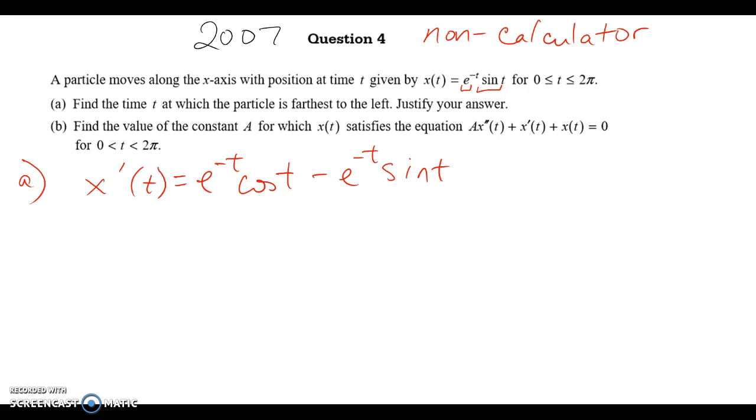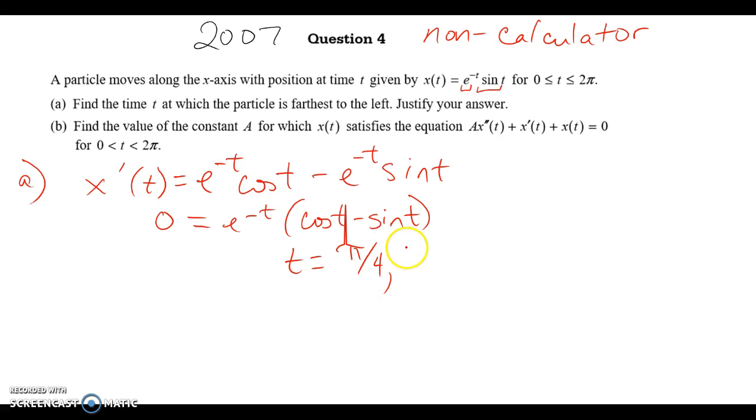Then we need to find the critical points to find the min, so we set it equal to 0. And I'm going to factor out e to the negative t. So e to the negative t will never equal 0, so our only solutions will come from when cosine t minus sine t equals 0, which would be when t is pi over 4 and 5 pi over 4.